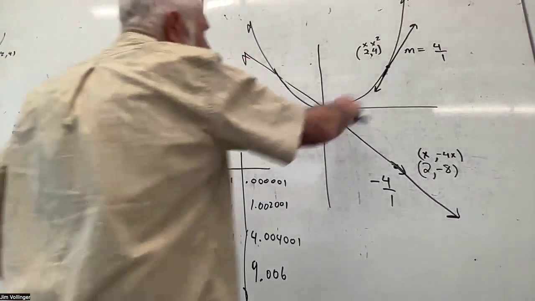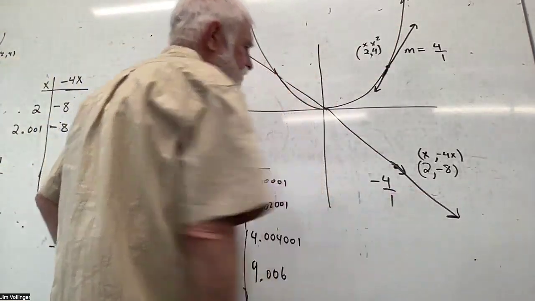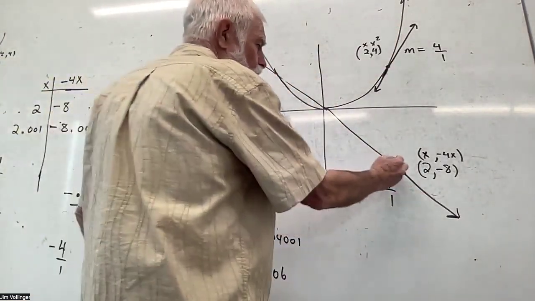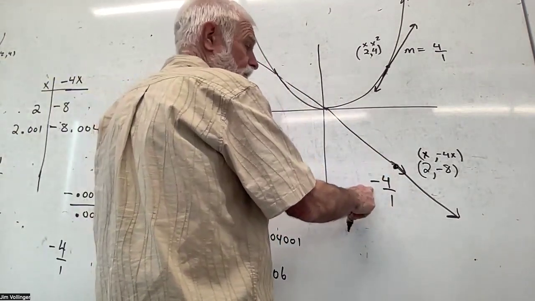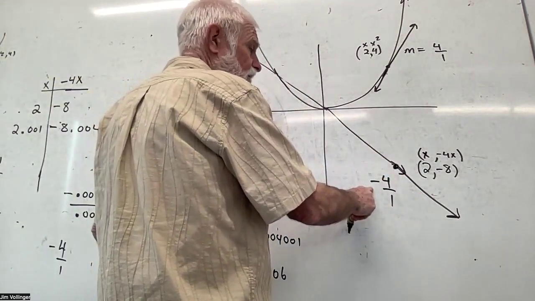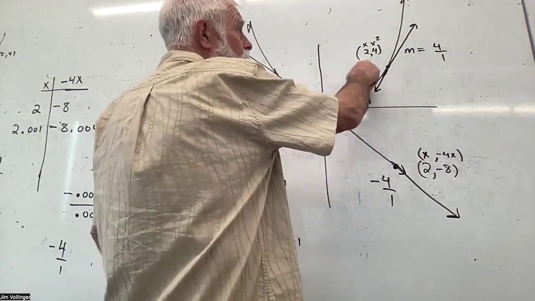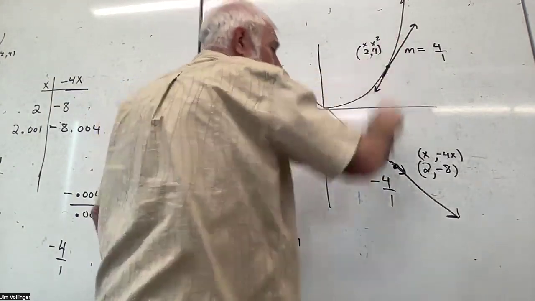So let's look at it from a graphical standpoint. Here we have x squared, and here we have minus 4x. And at 2, the linear function is going down at 4 to 1. And at 2, the quadratic function is going up at 4 to 1.